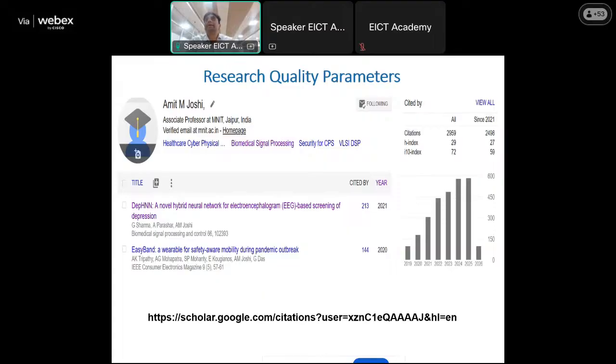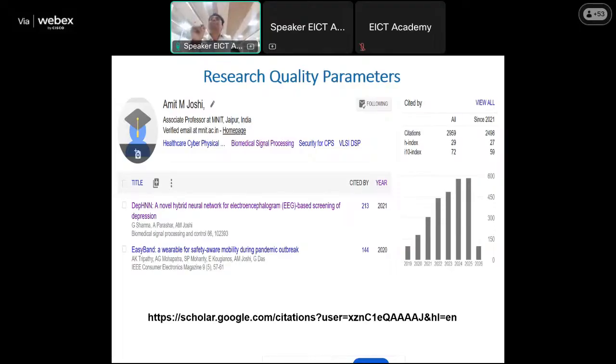Here the i10 index is 70, that means possibly I have published around 184 articles, okay. Out of the 184 articles which I have published, 72 articles have been cited by 10 papers or articles, okay.